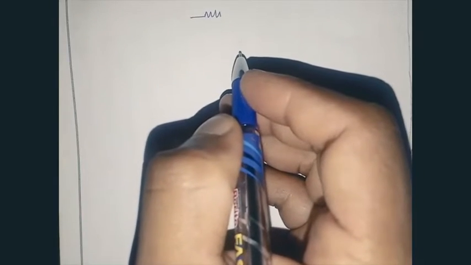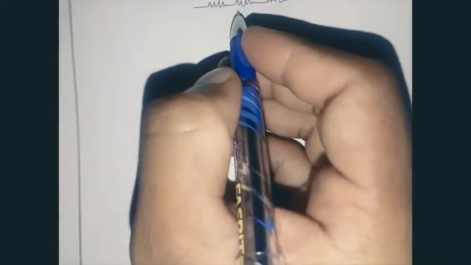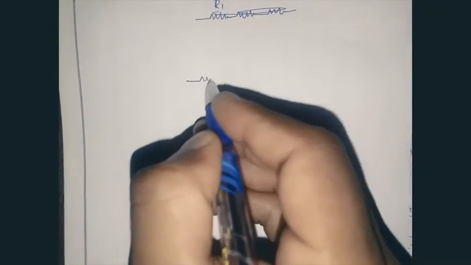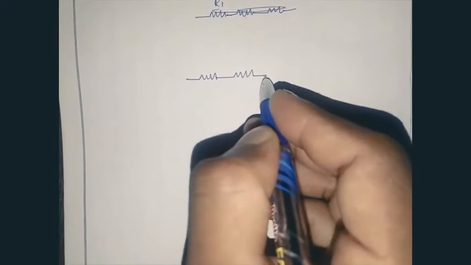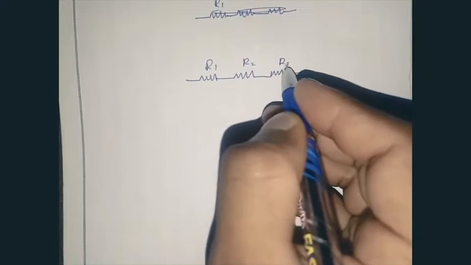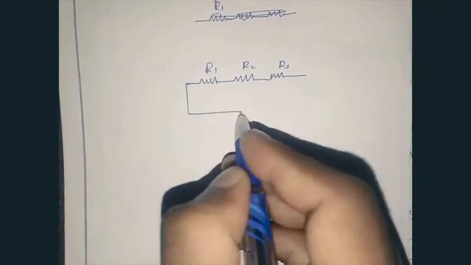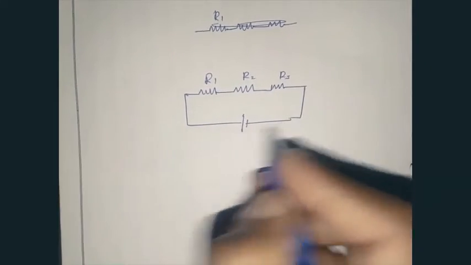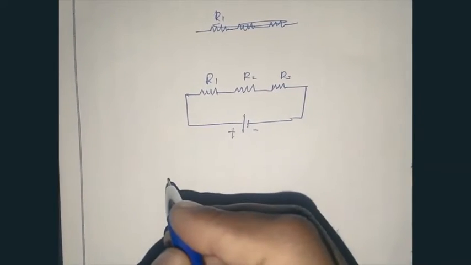Now we move to the resistors in series. If I draw a circuit diagram here, there must be three resistors. Is it visible? Okay. So R1, R2 and R3, and these are connected across the battery. So this is plus, this is minus, we know that.